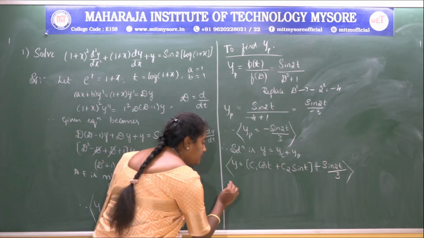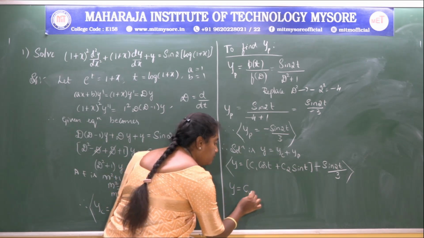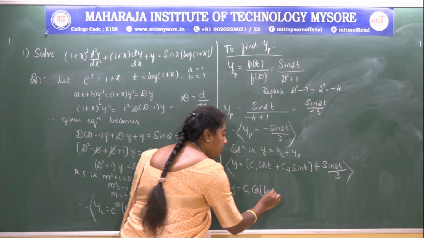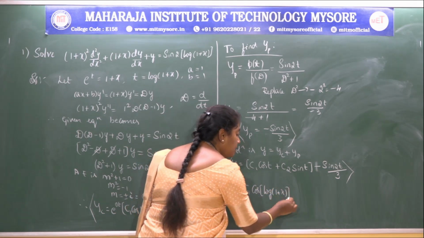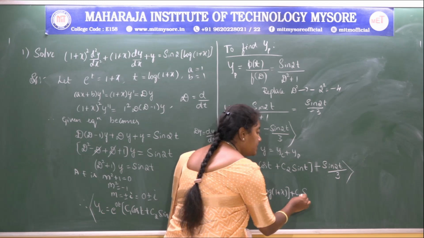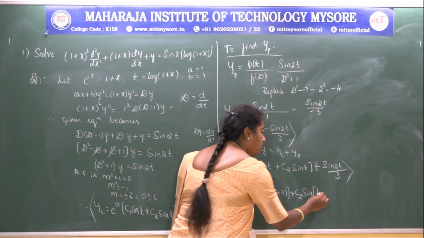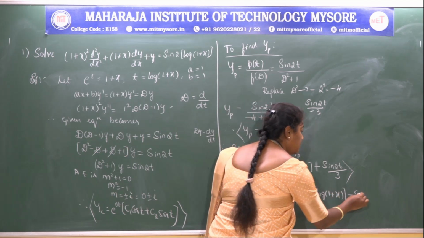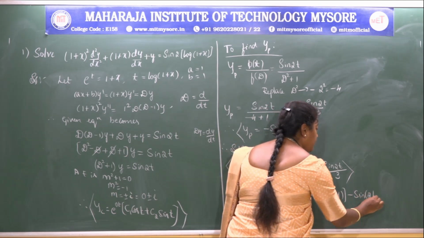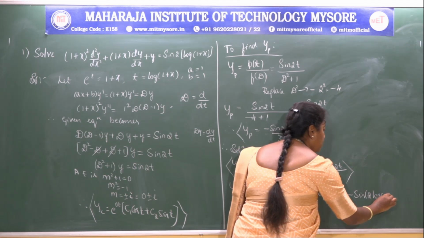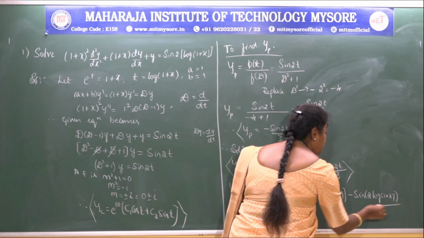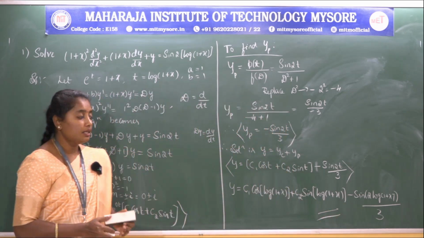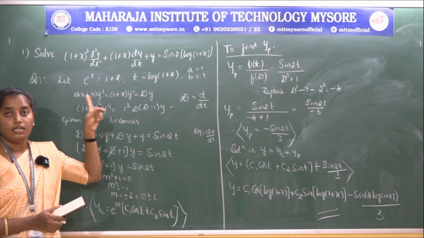So therefore the final solution is y equals c1 cos of log of 1 plus x, plus c2 into sin of log of 1 plus x, minus sin of 2 times log of 1 plus x divided by 3. So this is the complete solution of the given Legendre's differential equation.